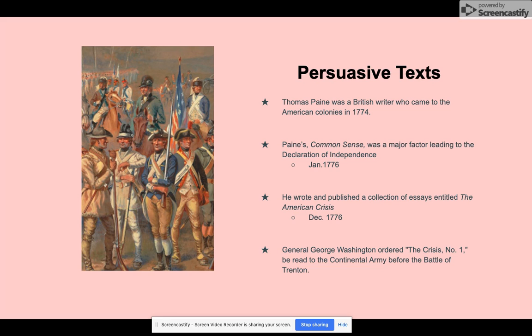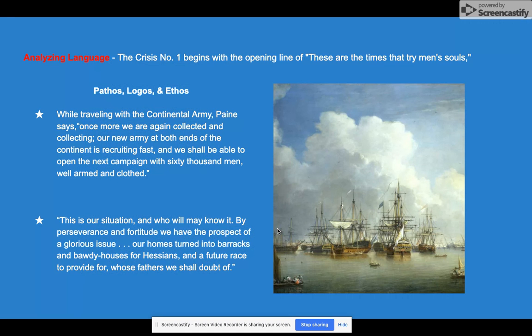So the thing to know about Thomas Paine is he really related to the common people, because without great wealth or status or education, he himself came from humble beginnings, so he related to the fact that ordinary people could find political power and economic success.